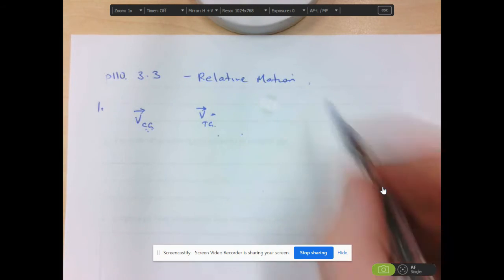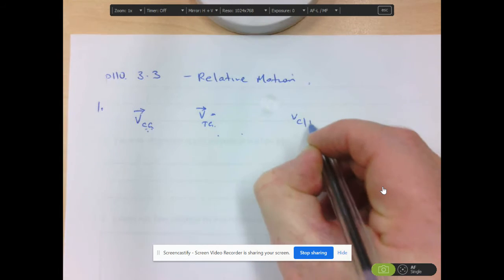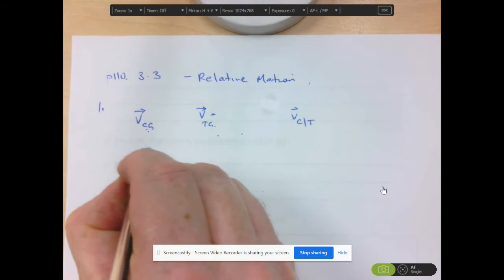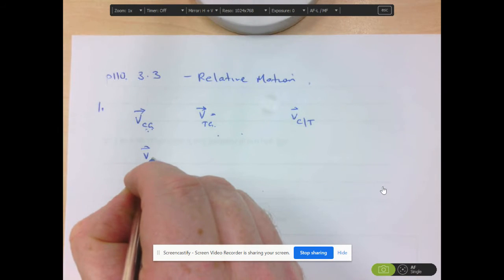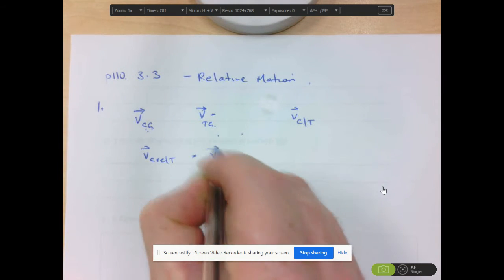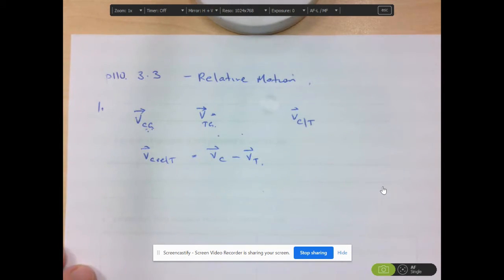What would be the velocity of the car relative to the train? Now, the velocity of the car relative to the train is equal to the velocity of the car minus the velocity of the train. So that's the actual answer: write out the equation to find the velocity of the car relative to the train. Okay, so that's the first one done.